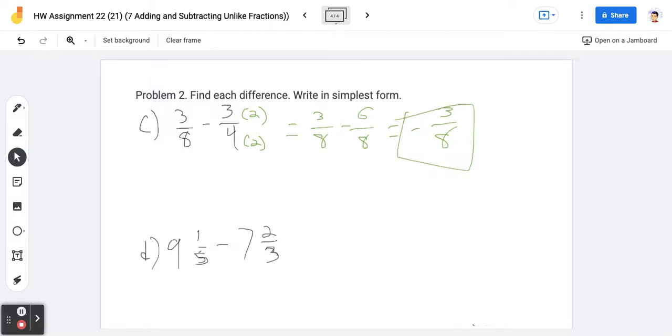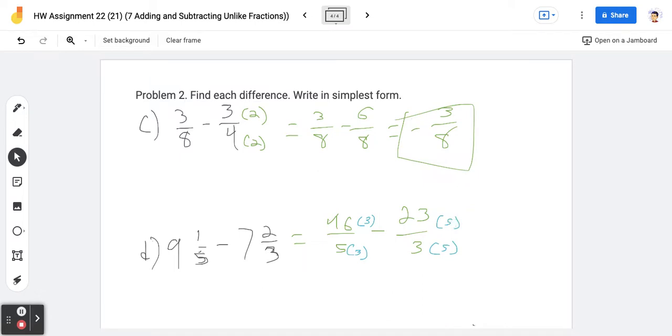Last one, turn it into an improper fraction first. 5 times 9 is 45, plus 1 is 46. So 46/5. Minus 3 times 7 is 21, plus 2 is 23. 23/3. We already established the least common denominator of 5 and 3 is 15. So I'm going to multiply this by 3, this by 3, by 5, by 5.